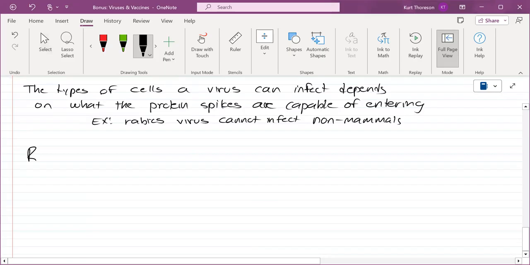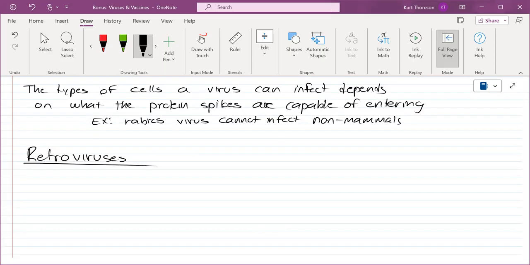Also, different topic. Let's get to retroviruses now. I'm running low on time, trying to get all this out to you guys.